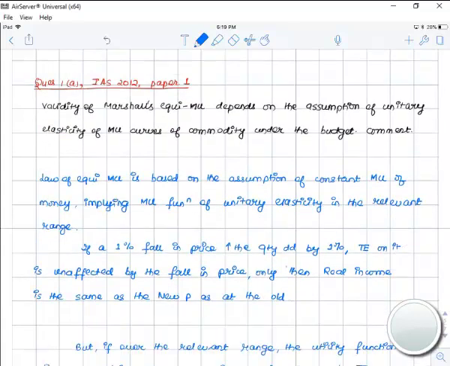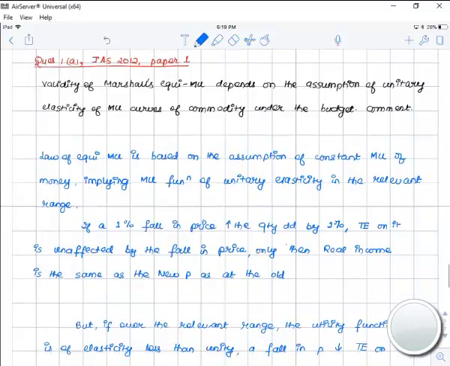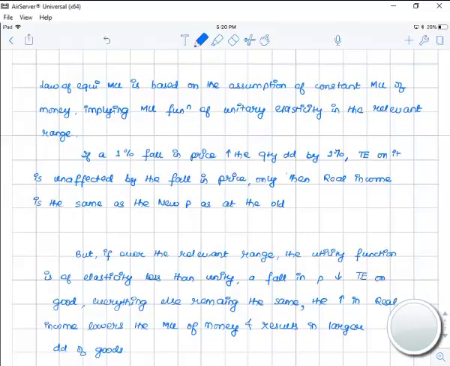Then there is this question which has appeared in IAS 2012 paper. Question number 1A, I guess. Paper 1, Economics Optional. Validity of Marshall's equimarginal utility depends on the assumption of unitary elasticity of marginal utility curves of commodity under the budget constraint. Comment. Well, I've given you some points for this particular answer. So what are those points? Law of equimarginal utility, if you look at it, is based on the assumption of constant marginal utility of money.